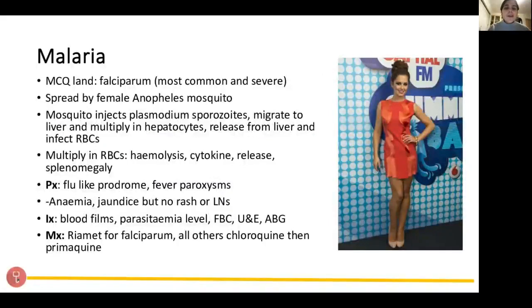Next one is malaria. I don't know if you know that Cheryl Cole, I don't know if she still goes by Cheryl Cole, got malaria and was really, really unwell. And again, like I said, celebrity association really helps me to remember. So malaria. It's spread by the mosquito that we know, the Anopheles mosquito. And there's a few different types.